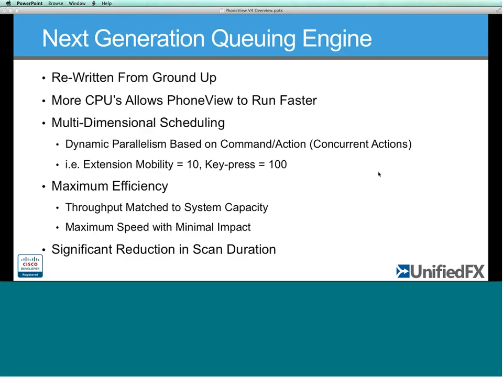In particular, we found with larger customers running PhoneView version 3 that when there's a scan operation, they would have to run that out of hours because it could put a heavy load on the publisher, for example. But because we now have this multi-dimensional element, what that really means is there are different dimensions or aspects to the queuing engine, and those aspects depend on what command is being executed.